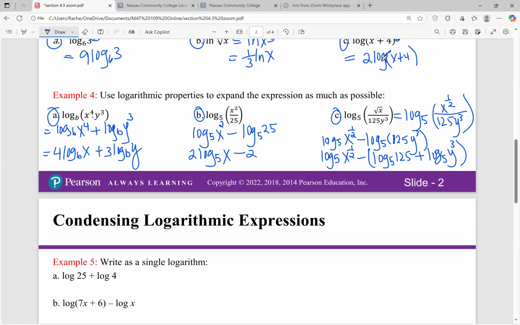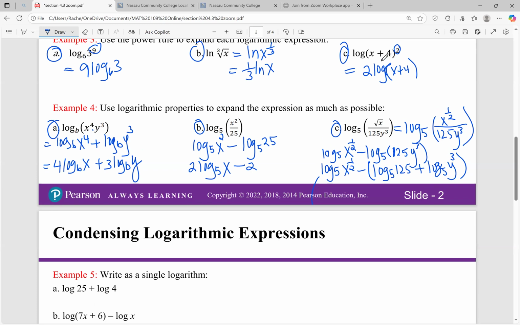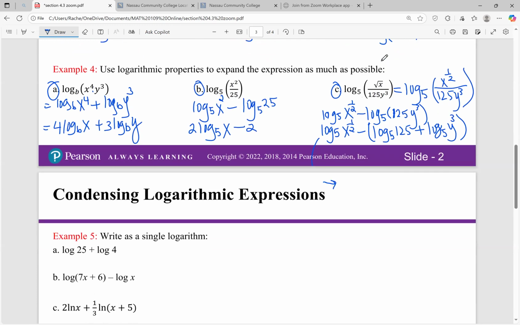And now I could use my power rule because I have x to the 1/2, right? And y to the 3rd. So I'll continue this down here. So we're going to have 1/2 log base 5 of x. And I can also distribute, because this is in parentheses, right? We're subtracting both expressions. So I could distribute the negative. So this is going to be minus log base 5 of 125.